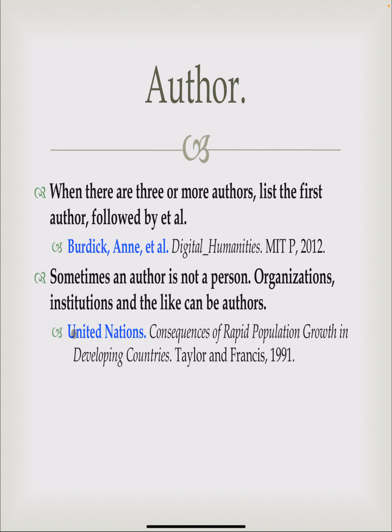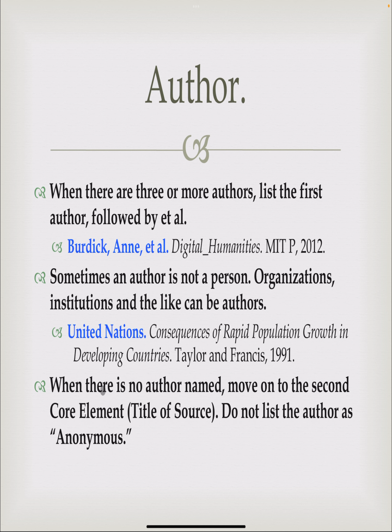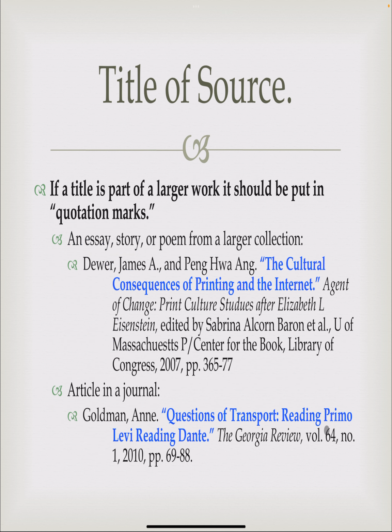So here, for example, United Nations, right? This serves as the organization who is the author. There is not a single person in the United Nations who is being credited. It is the group itself. When there is no author named, move on to the second core element, the title of the source. Do not list the author as anonymous. If the author is not there, do not include it.